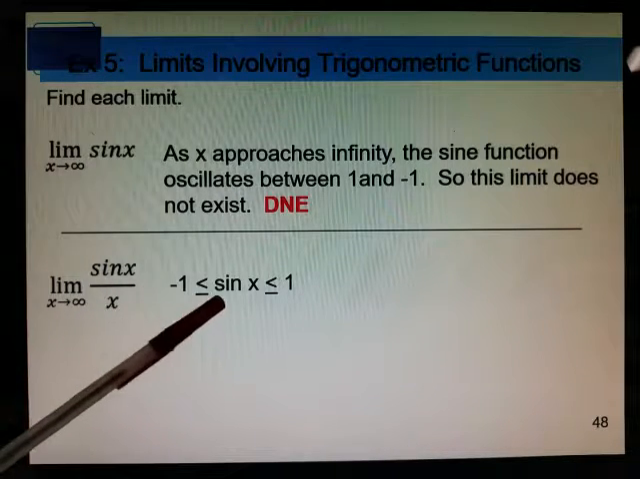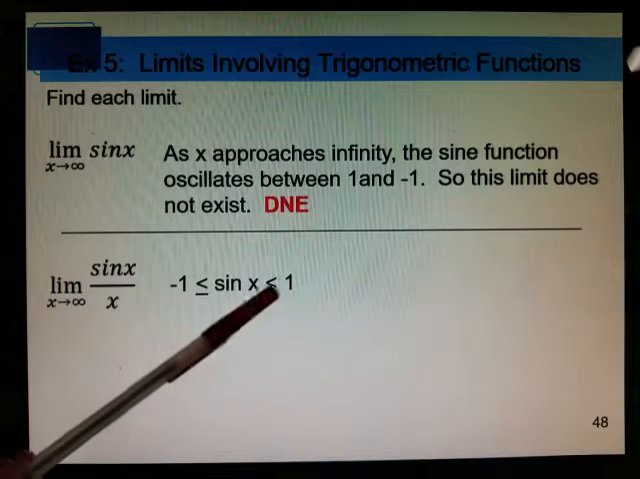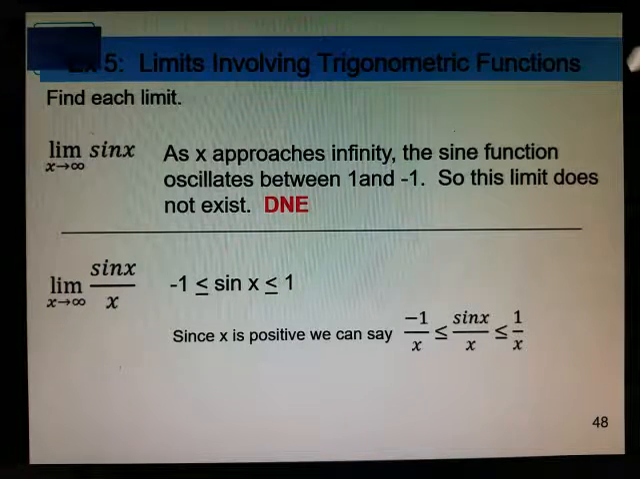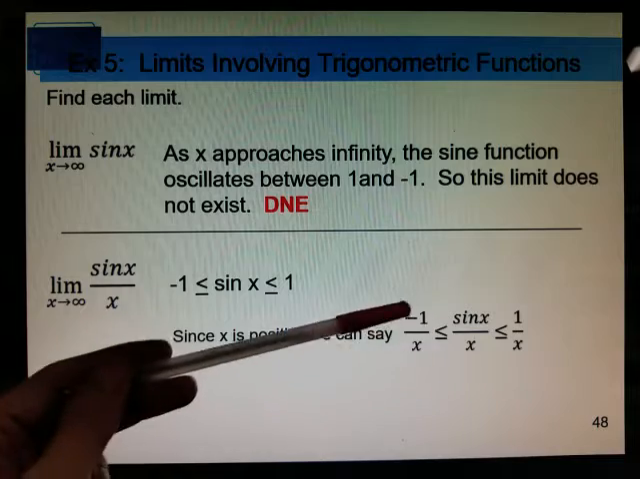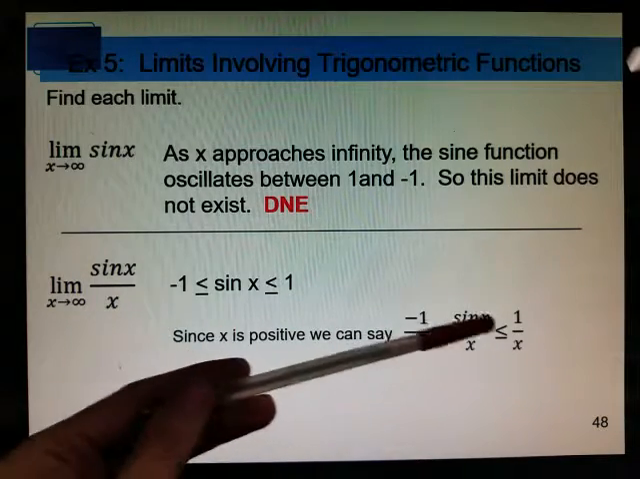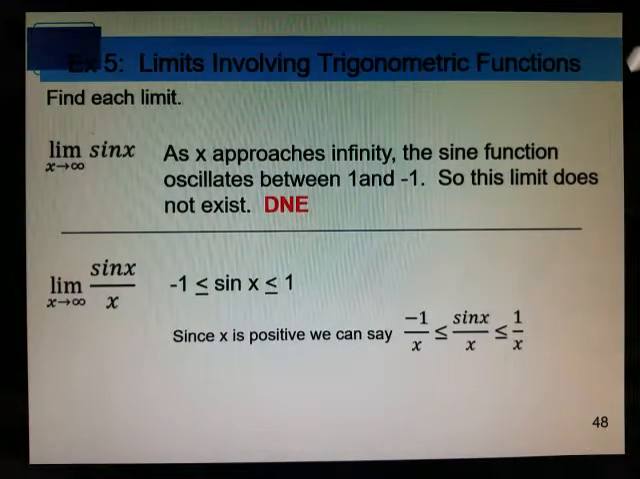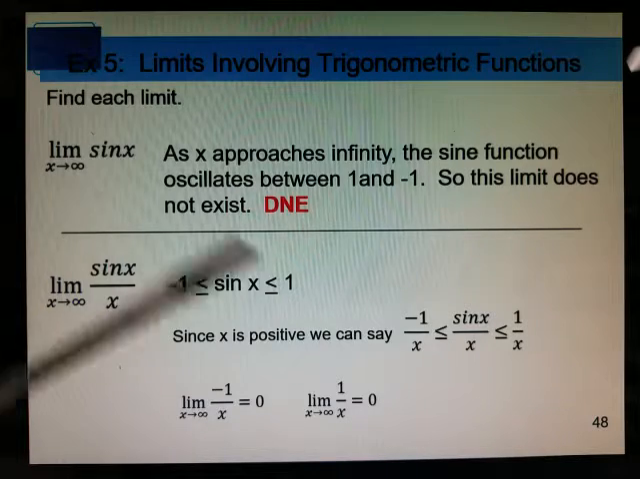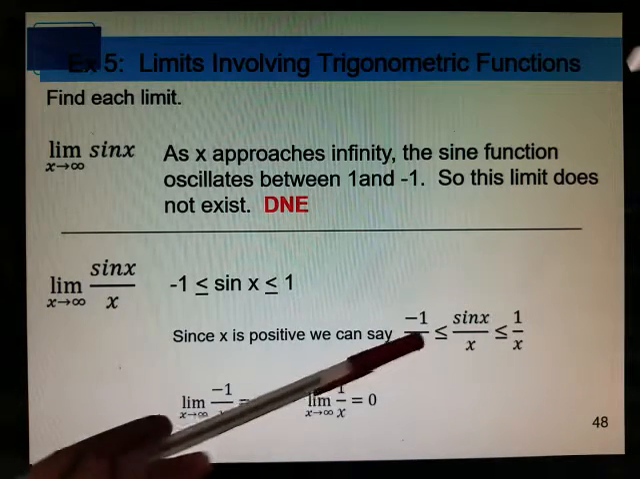So again, we know sine of x is between -1 and 1. If I divide all three of these by x, this is approaching 0. This is approaching 0. Therefore, that would have to approach 0. And that's actually called the squeeze theorem. See, the sine of x divided by x is actually squeezed between these two functions.